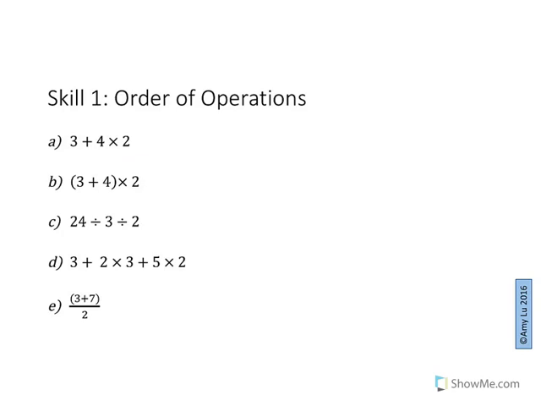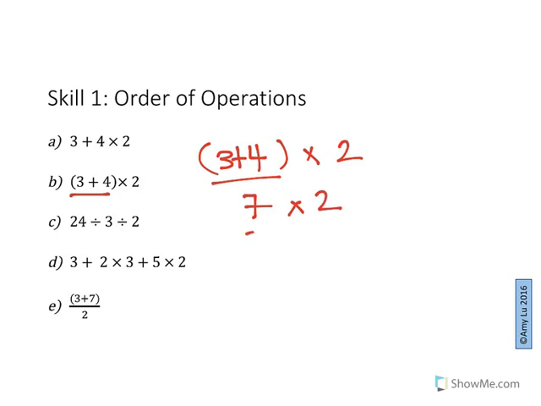So in B, we have to deal with the brackets first. So 3 plus 4 times 2. I'm underlining this. This makes 7 times 2. Now, this is what's left over, so my answer is 14.